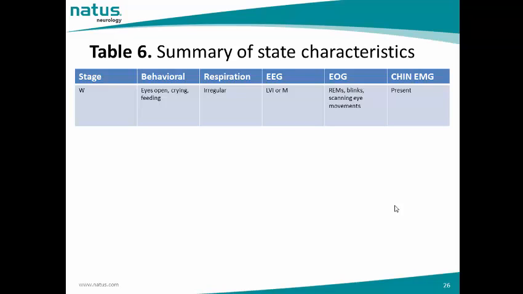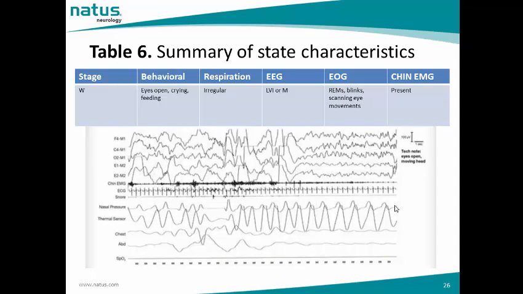To sum up, stage W is scored based on the behavioral observations, when we have eyes opening, crying, feeding, when the respiration pattern is irregular, when the EEG shows LVI or mixed pattern.